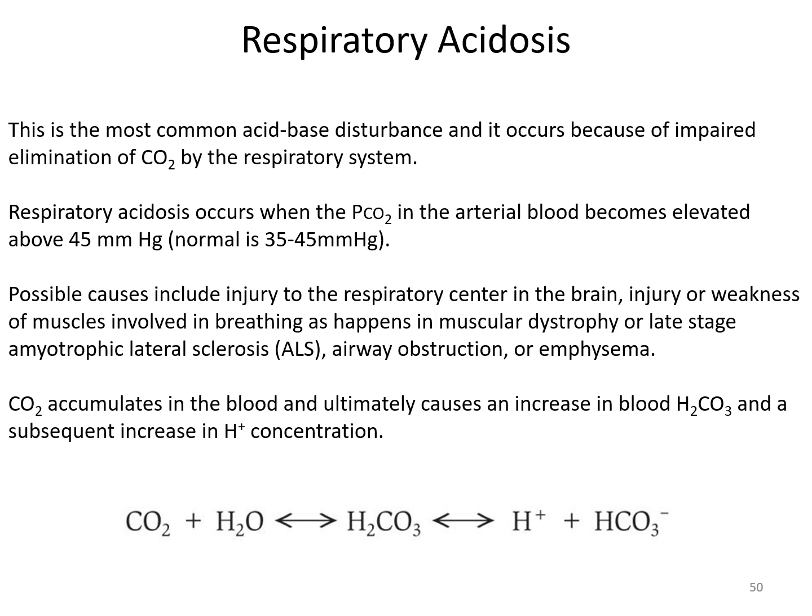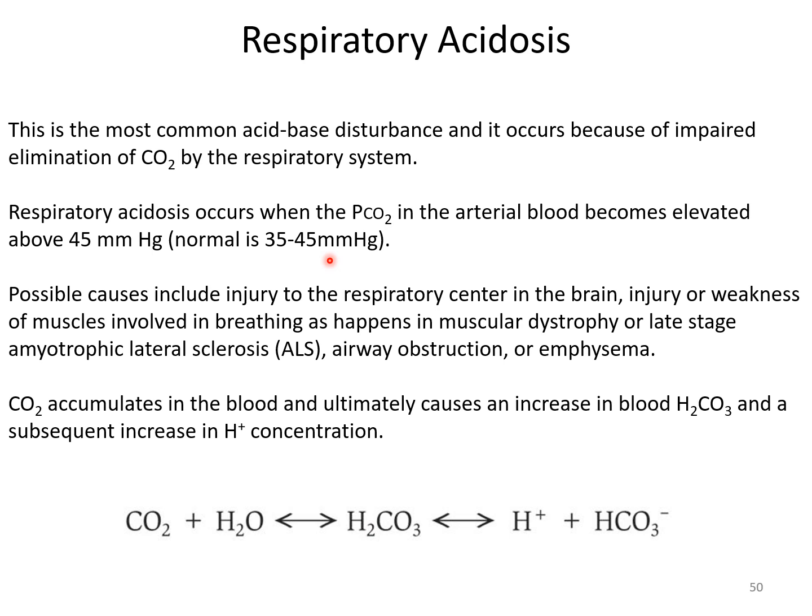So we'll start with respiratory acidosis. This is the most common of the acid-base disturbances that you'll find. This one happens because of impaired elimination of carbon dioxide by the respiratory system. Respiratory acidosis happens whenever CO2 in the arterial blood goes up, above about 45 millimeters of mercury. Normal is between 35 and 45, so anytime it goes above 45, that's considered too elevated.